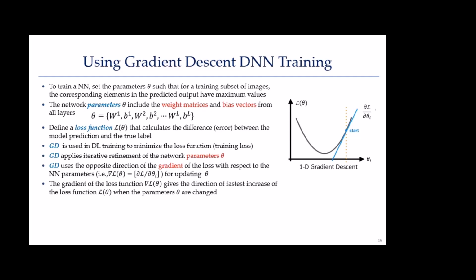In order to use gradient descent for DNN training, we're going to follow the same scheme. We will define a set of parameters theta that is called the training parameters. This is where our target is to optimize these training parameters. We will also need to define a loss function. This loss function will be calculated in each iteration. Gradient descent is used in this iterative manner. We also calculate the gradient of the loss function.